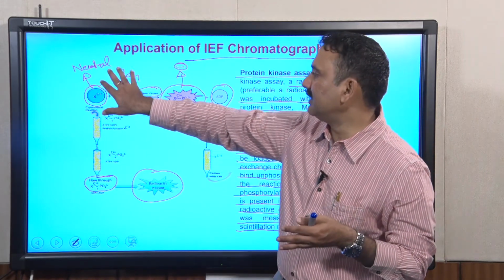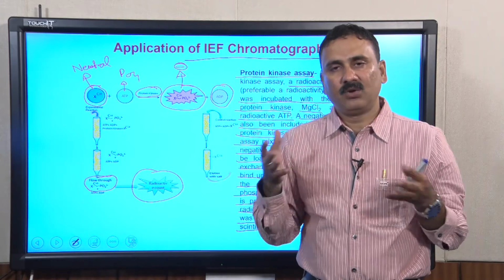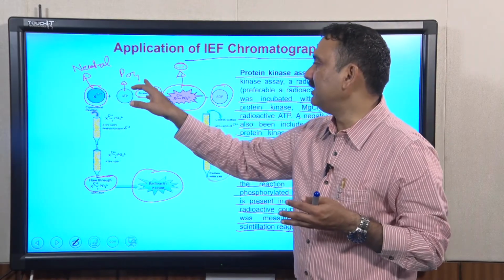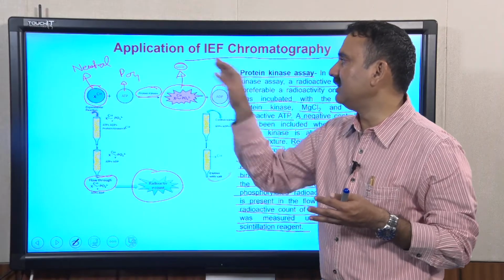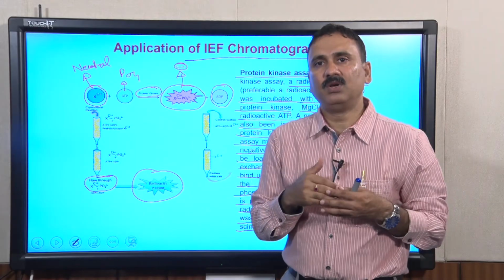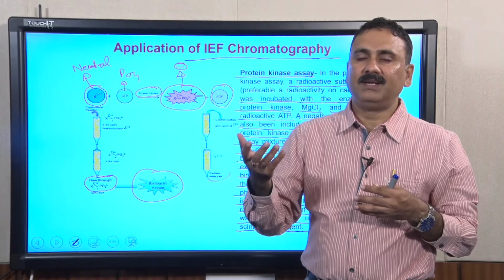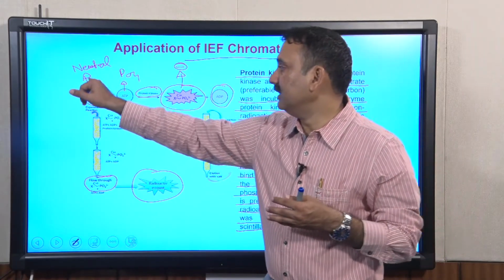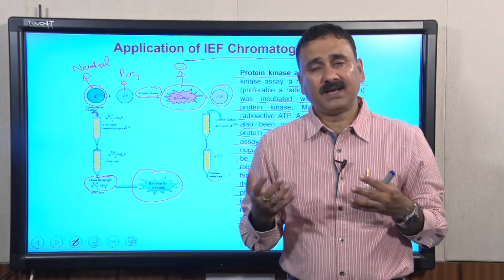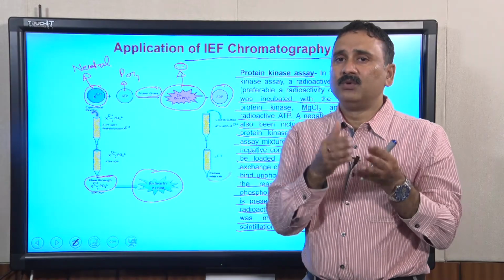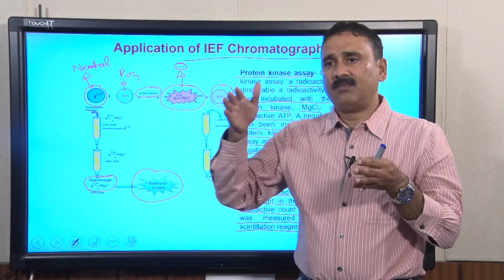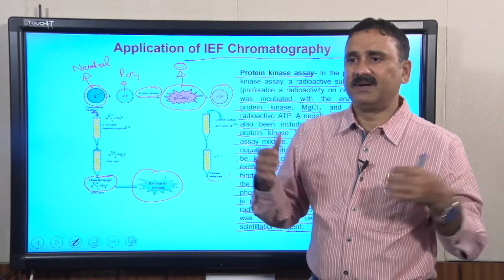For example, in this case the substrate which is radiolabeled, when it gets modified by the protein kinase activity, becomes negatively charged. So, that negatively charged molecule will not bind the cation exchange chromatography, whereas the unmodified molecule is going to bind the cation exchange chromatography, and that is how you are able to separate the modified substrate from the unmodified substrate.